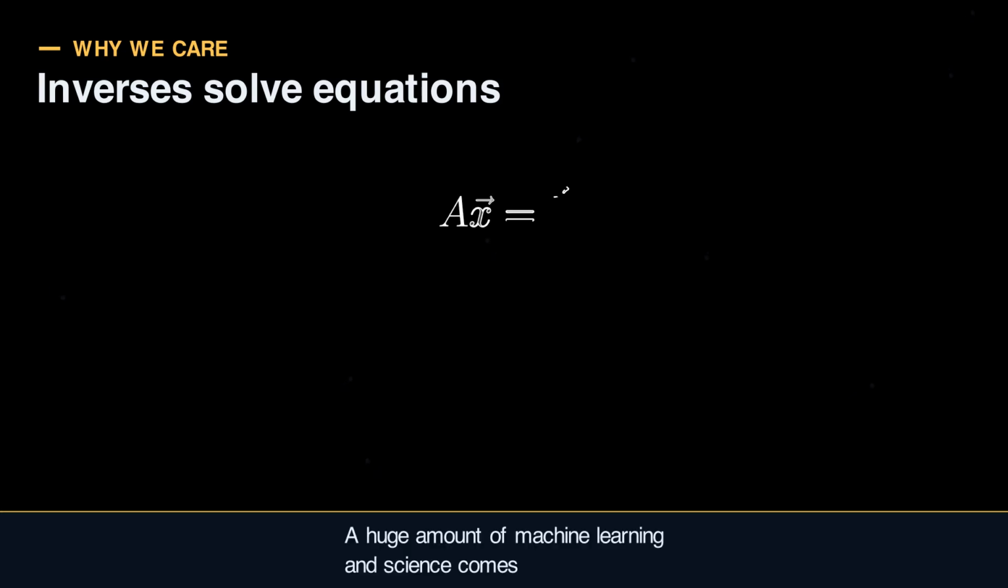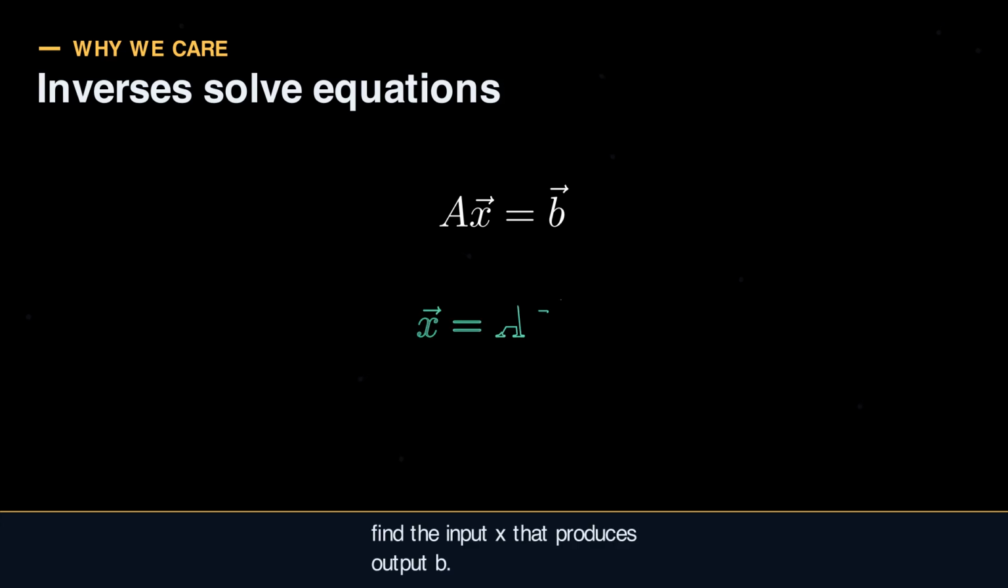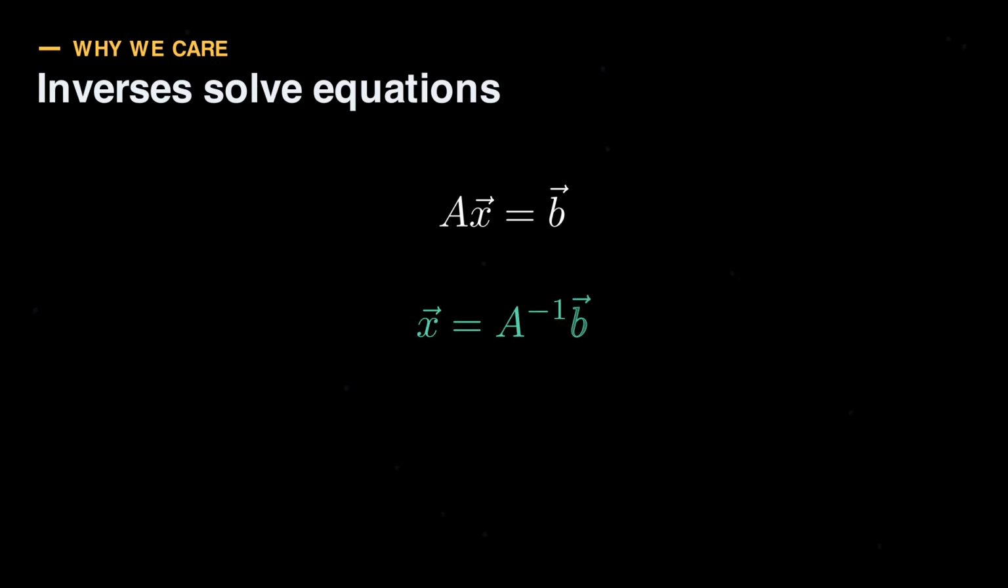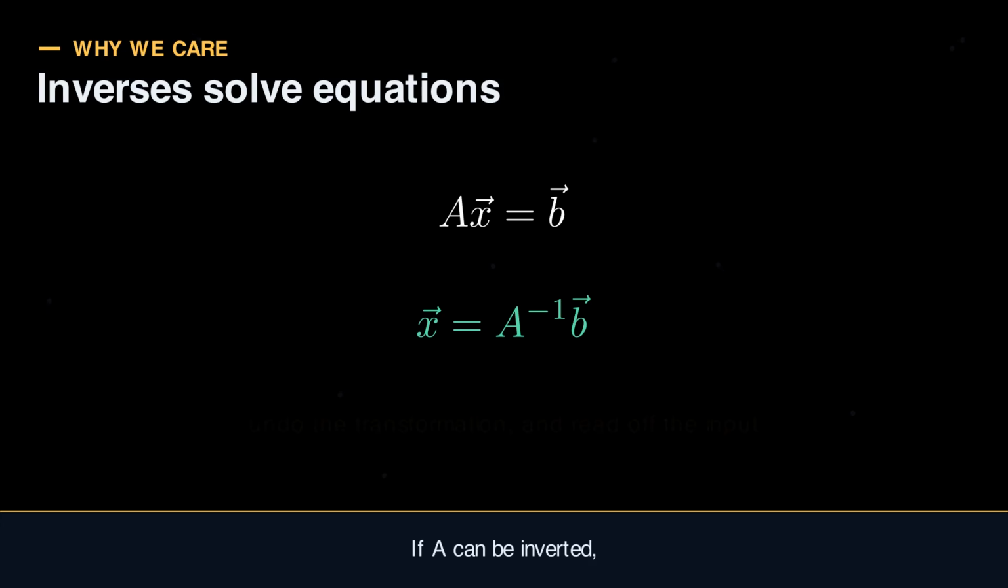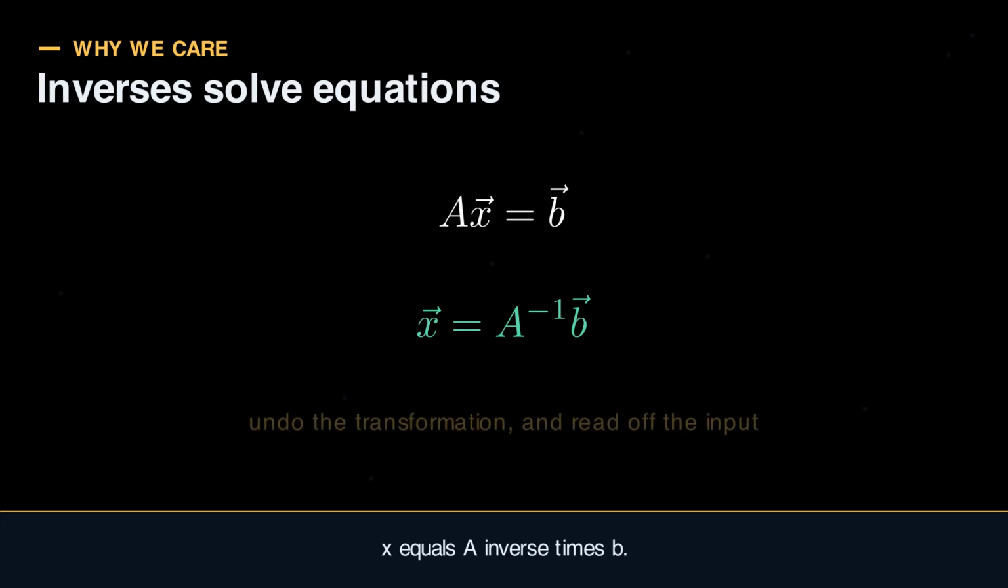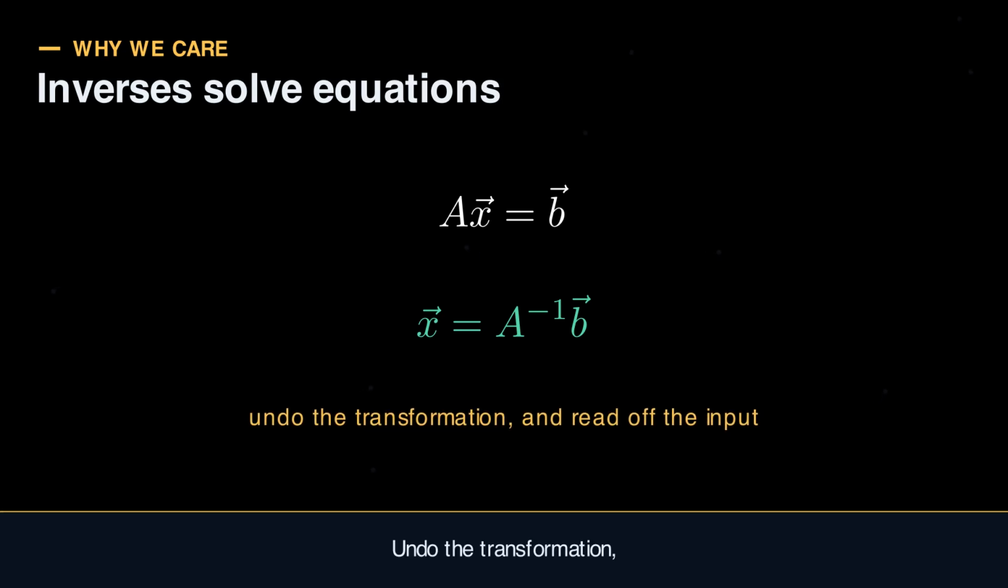Why do we care? Because inverses solve equations. A huge amount of machine learning and science comes down to solving A times x equals b: find the input x that produces output b. If A can be inverted, the answer is clean: x equals A inverse times b. Undo the transformation and read off the input.